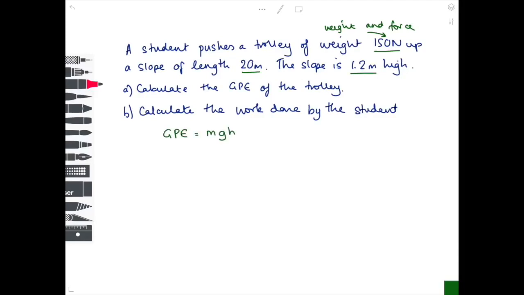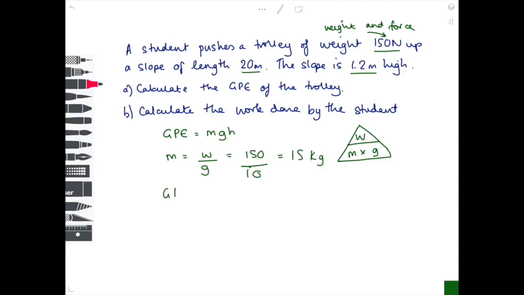Gravitational potential energy is given by mass times gravitational field strength times height. We see an immediate issue, which is that we don't have the mass of the object, we only have its weight. So we need to do a preliminary calculation using this formula triangle: weight equals mass times gravity. We're looking for mass, so that's weight divided by gravity. The weight we've been told is 150 newtons. Gravity on Earth is approximately 10. You could put 9.8, but I'm going to write 10. Therefore, the mass is 15 kilograms.